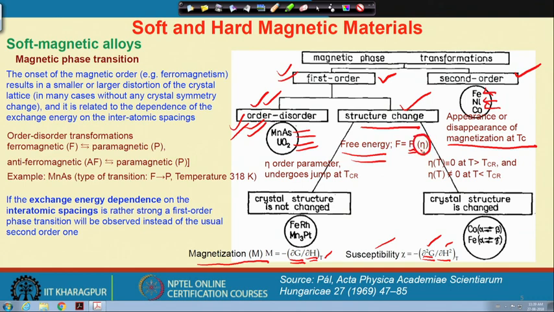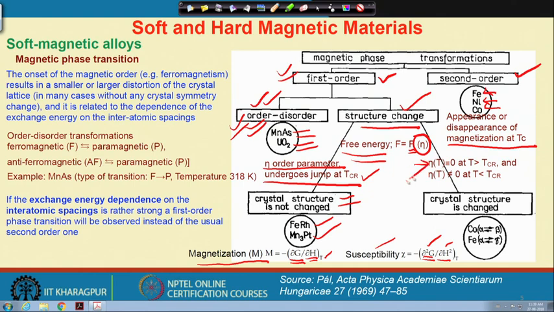So, this order parameter will decide whether the structural change is related with a magnetic transition or not. Let us say the order parameter shows a jump at a critical temperature T_cr. In that case the crystal structure does not change, but the order parameter has changed. Let us say in case of an iron system, or a manganese platinum system, such a change has been observed, which is also a first order transformation.